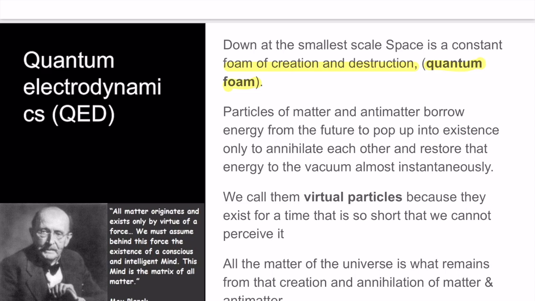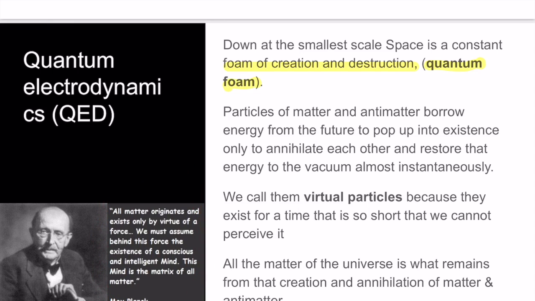So space is not at all empty, not at all static. It's a very dynamic space that is constantly creating and destructing particles and antiparticles that pop out into existence. I like this quote from Max Planck. Max Planck inspired Albert Einstein to introduce the idea of quanta into the nature of light.